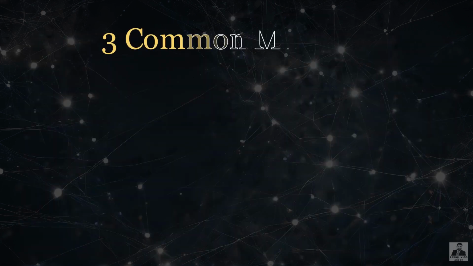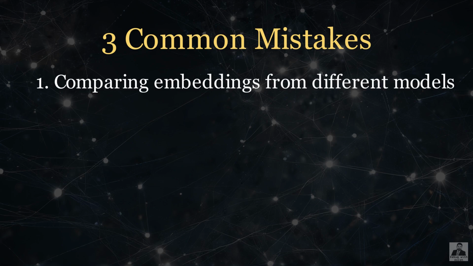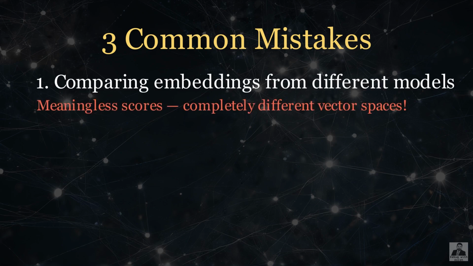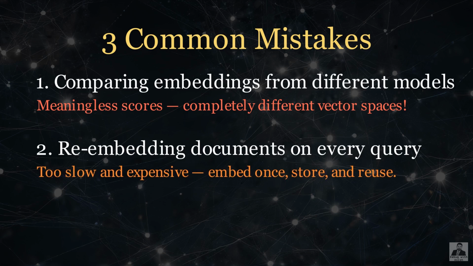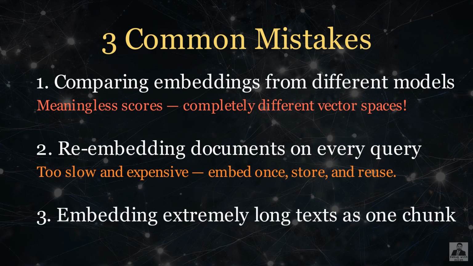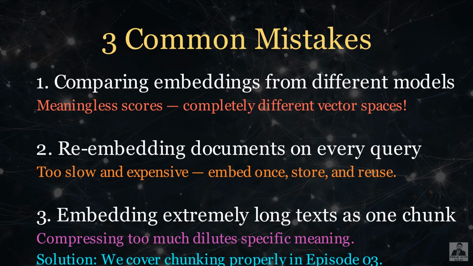3 mistakes catch almost every beginner. First, never compare embeddings from different models. OpenAI and Cohere embeddings live in completely different vector spaces. The scores will be meaningless. Second, never re-embed your documents on every query. Embed once, store the vectors and reuse them. Third, do not embed extremely long text as a single chunk. Embeddings compress everything into one vector, so long documents lose specific detail. We cover chunking strategies properly in episode 3.